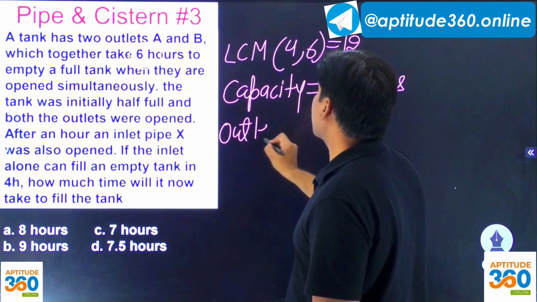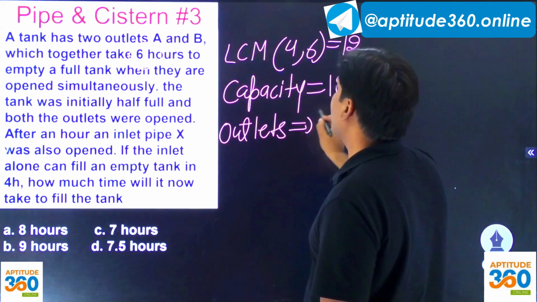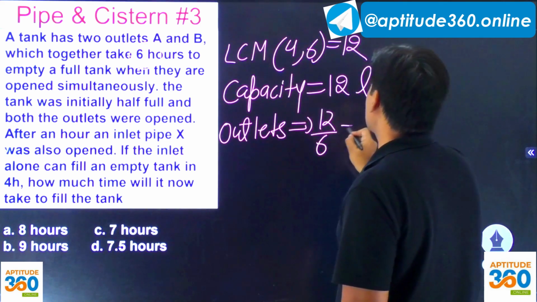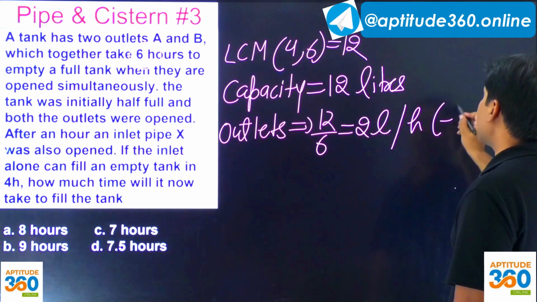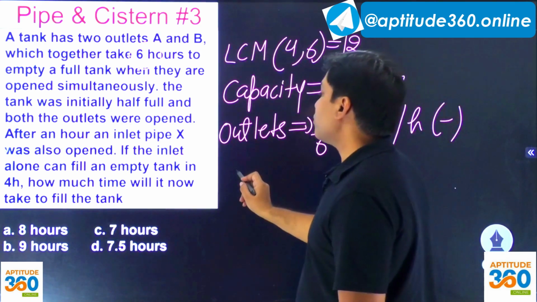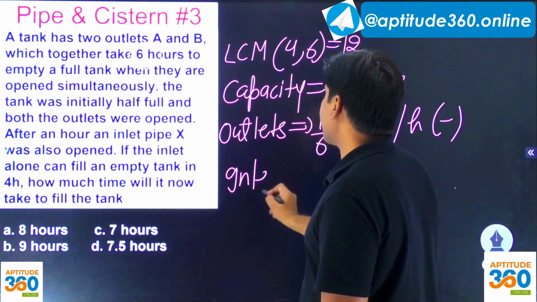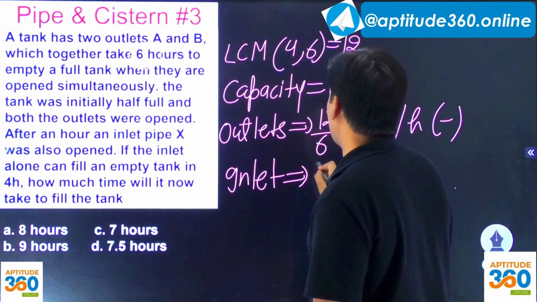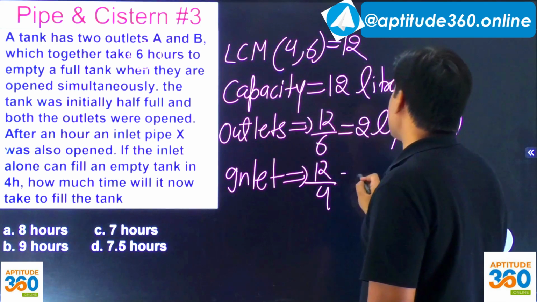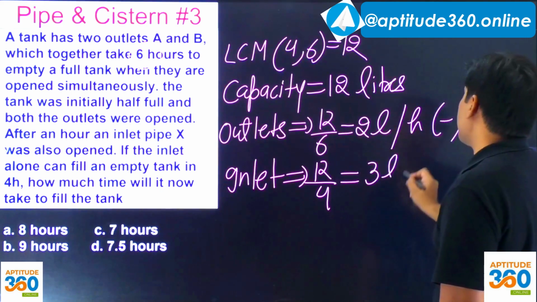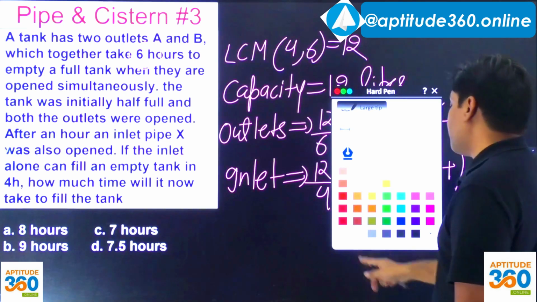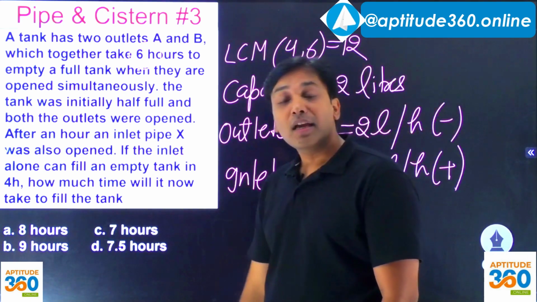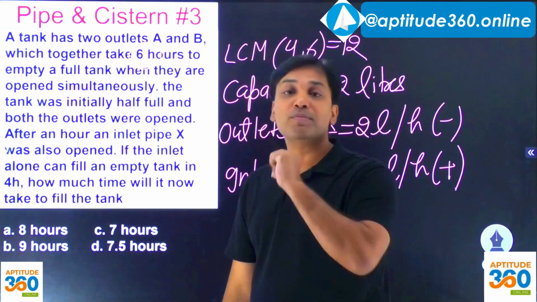आउटलेट्स पानी बाहर लेके जाएंगे 12 divided by 6, which is 2 liters per hour, and that is a negative work. And what is going to be the inlet? Because inlet can fill this entire tank in 4 hours. So this capacity is 3 liters per hour. Positive work as per our understanding. अब प्रॉब्लम बनेगी, अब प्रॉब्लम अच्छे से बनेगी. ये बड़ी सिंपल वैल्यूज लिख लेना तो प्रॉब्लम सिंप्लीफाइड.